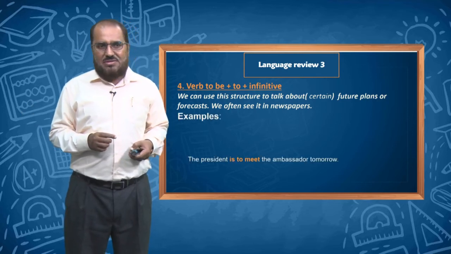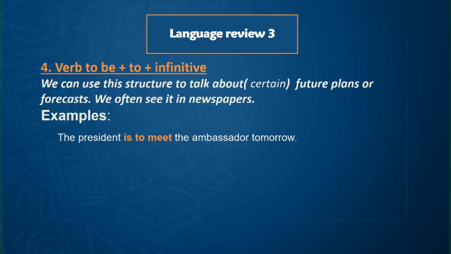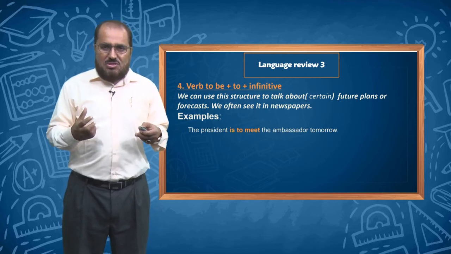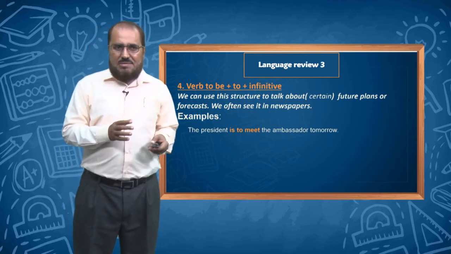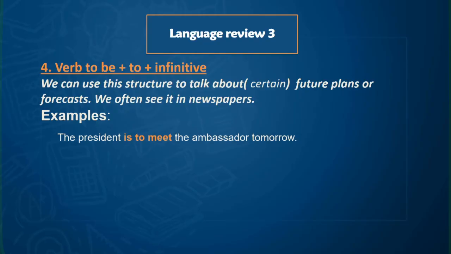Let's have an example here. The president is to meet the ambassador tomorrow. Is to meet, that means tomorrow, inshallah, the president is going to meet the ambassador. But because it's certain future, we delete going, except just is to. Verb to be plus to plus infinitive. Is to meet. Okay? This is an easy structure used about future and usually used in the newspapers.